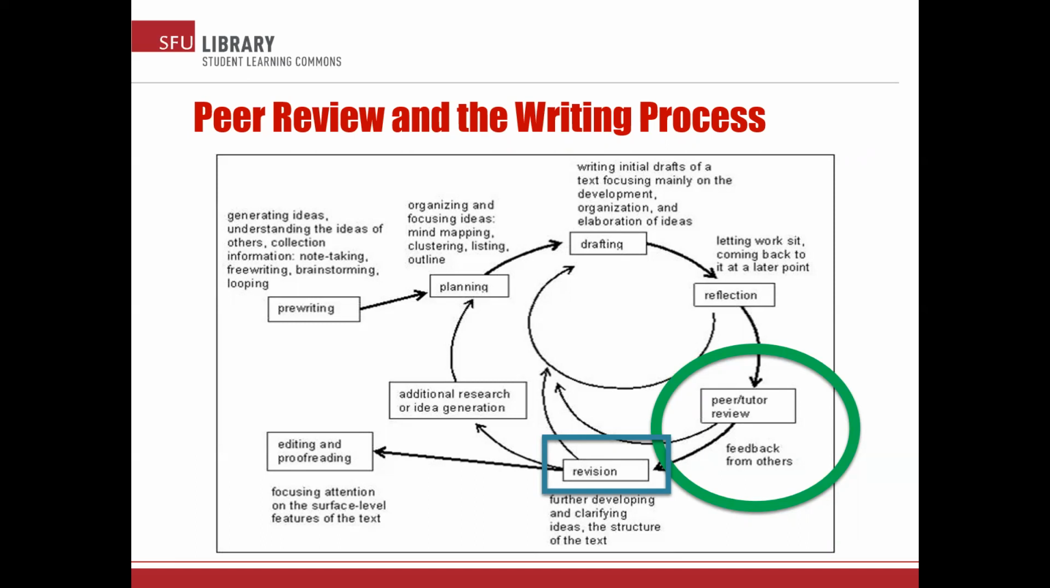Revision is where you focus on first or higher order concerns. In many cases, these are the types of concerns that peer reviewers should focus on. You can then move on to editing and proofreading, which is the stage at which you will address your lower order concerns, such as grammar, punctuation, and spelling.